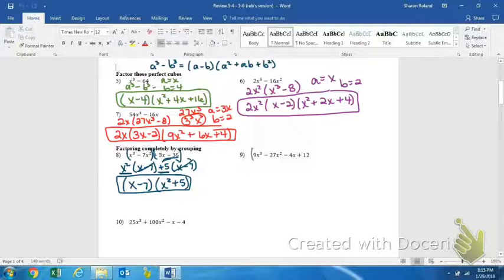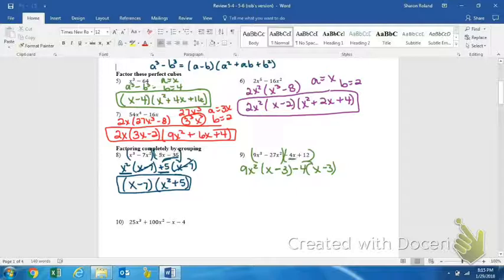Number 9, again, you group the first two and the last two. 9x squared comes out first, and you're left with x minus 3. You have to have x minus 3 here as well. And so you had negative 4x plus 12, and you had to have factored out a negative 4 here. And then you check it.